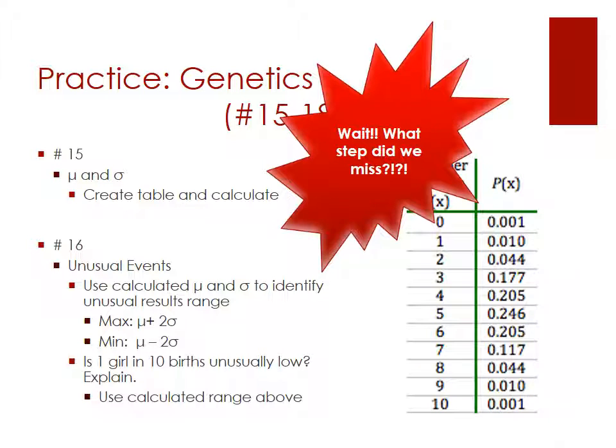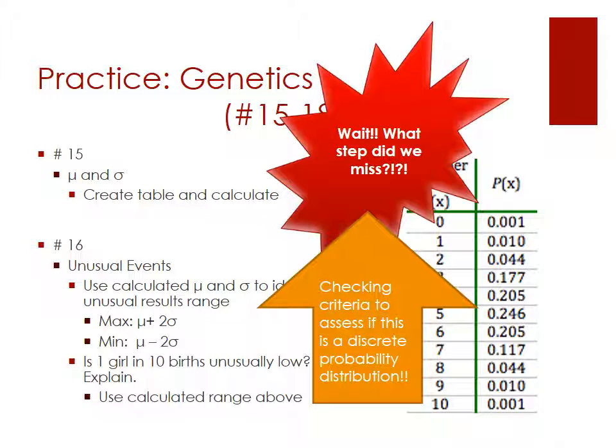But before we do that, we just skipped a step. So what did we skip? We did not check our criteria to assess if this is a discrete probability distribution. This will be important. If you look in your homeworks, in your exams, you're going to have questions which will require you to make this distinction before you move forward. So let's take a look at that real quick.